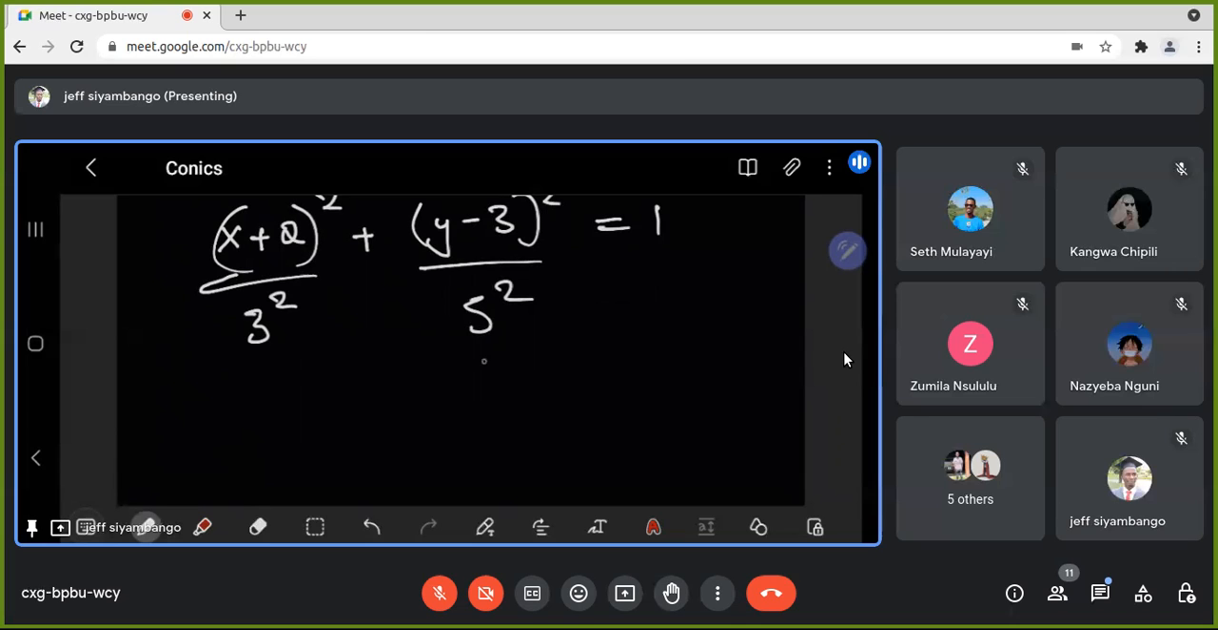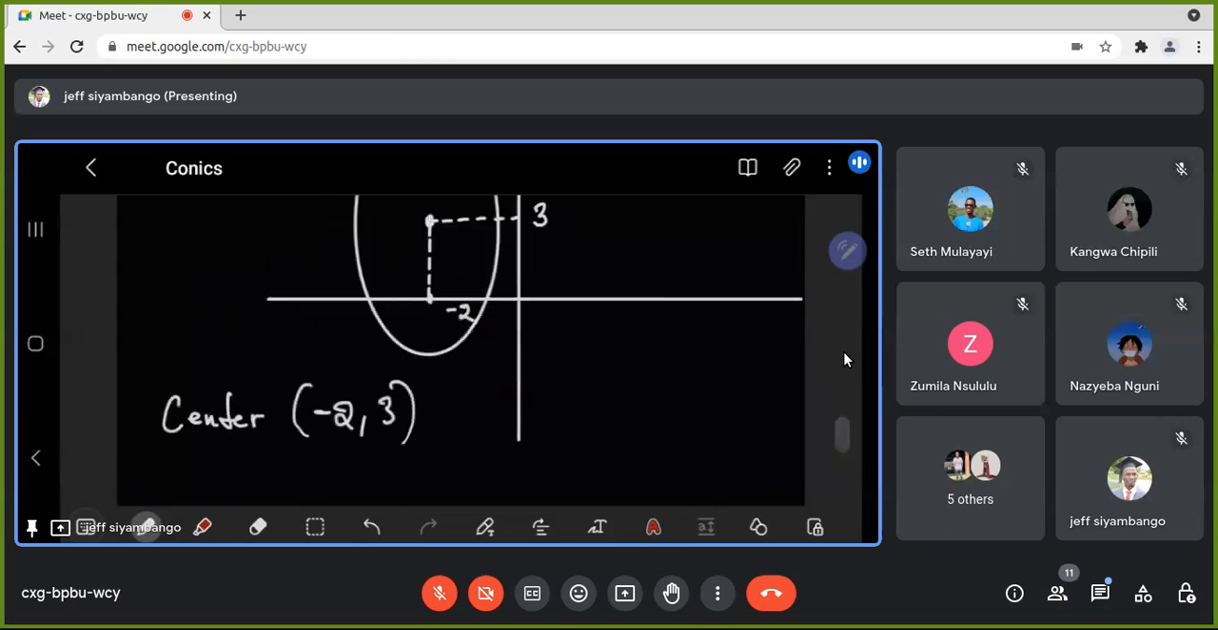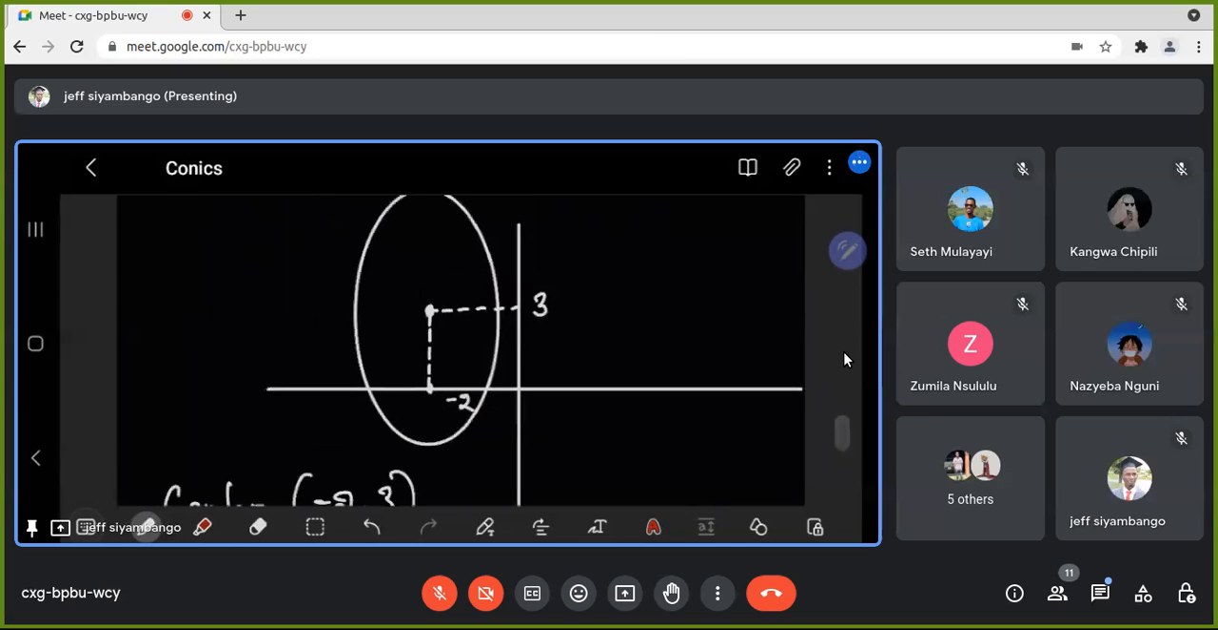So in this case, A is going to switch. It's going to be the larger one here. So A is going to go with the 5 there. So my A is going to be 5. What does that imply? It implies that from that center, my center is here. To reach the vertex, I have to move 5 units up. Then I'll find the vertex which is on top. And I have to go 5 units down, and I'll find the vertex which is down.